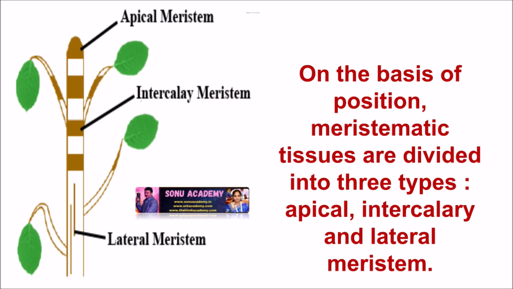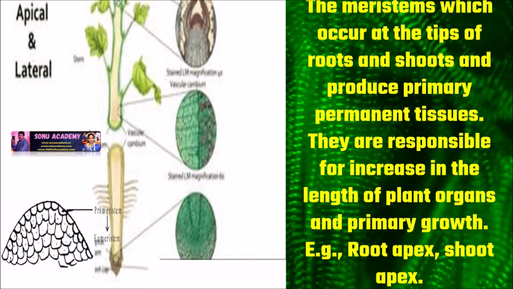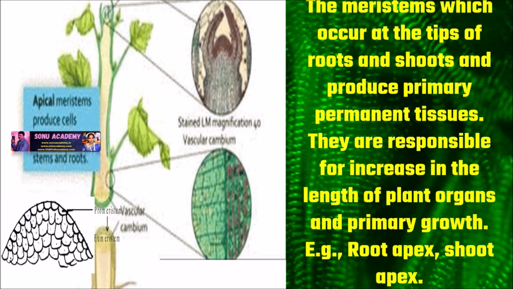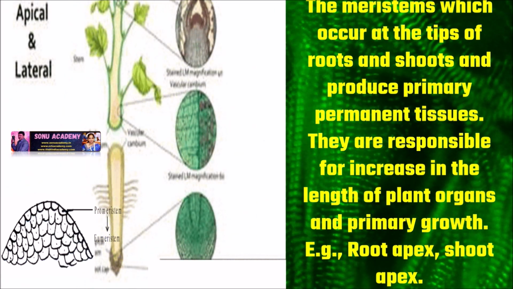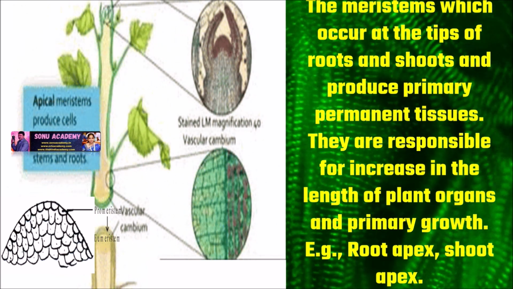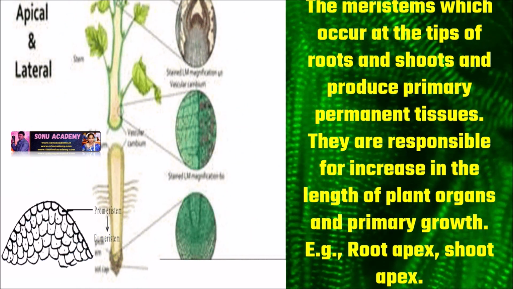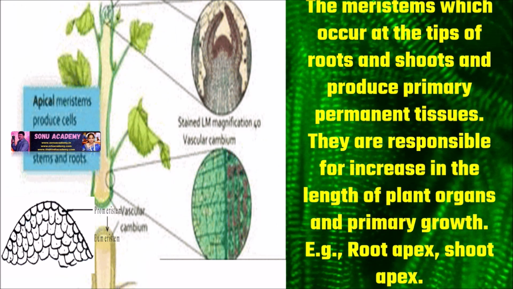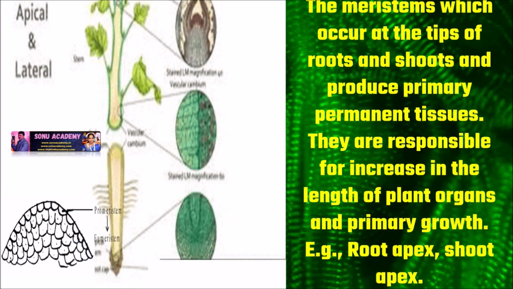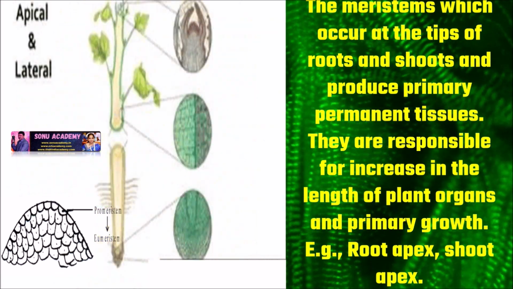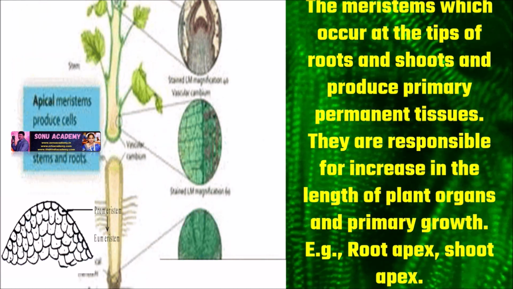Let us discuss based on location, meaning position in the plant body. On the basis of position, meristematic tissues are divided again into three types. They are apical, intercalary and lateral meristem. Let us discuss apical meristem. The meristem which occurs at the tip of roots and shoots and produces primary permanent tissues. They are responsible for increase in the length of plant organs and primary growth. Examples are root apex and shoot apex.